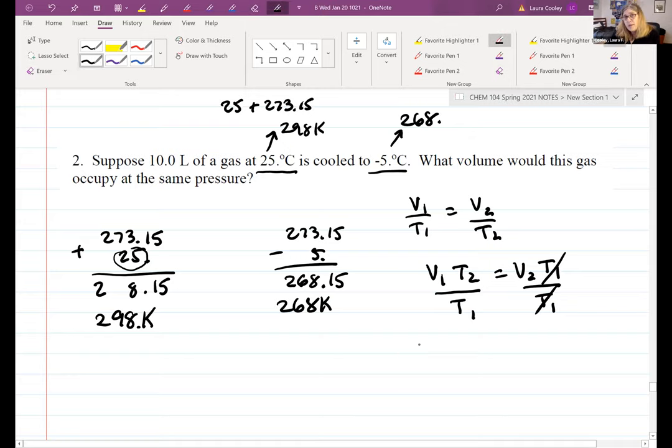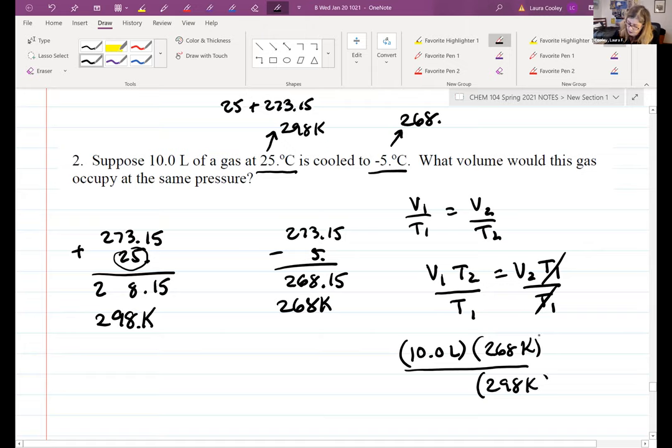So then it's a matter of just substituting everything in. 10 liters, T2 is 268, and it was 298. I like to write the temperatures above and below each other.